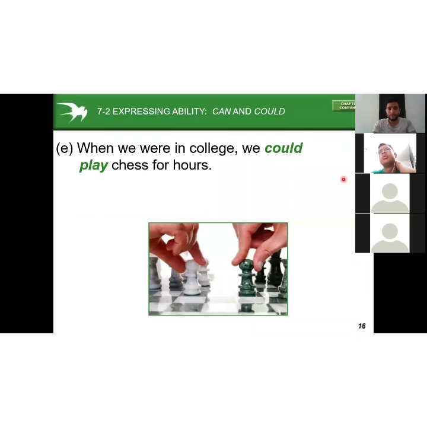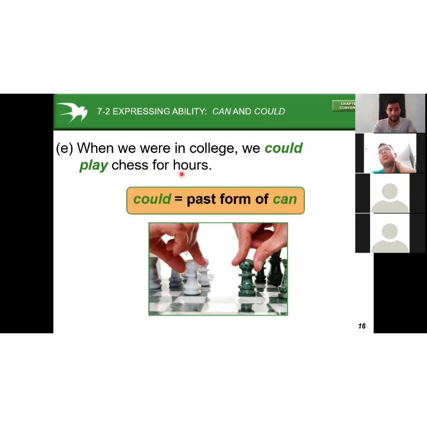Now, how about this part right here? Now we were using can. Now we're going to use could. When we were in college, we could play chess for hours. What does it mean? It means that when they were in college, they had a lot of free time. So they had the space, they were able to play chess for hours, because they had time.